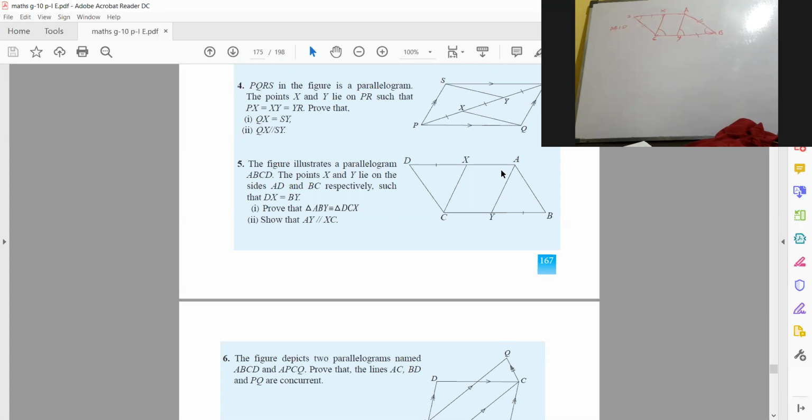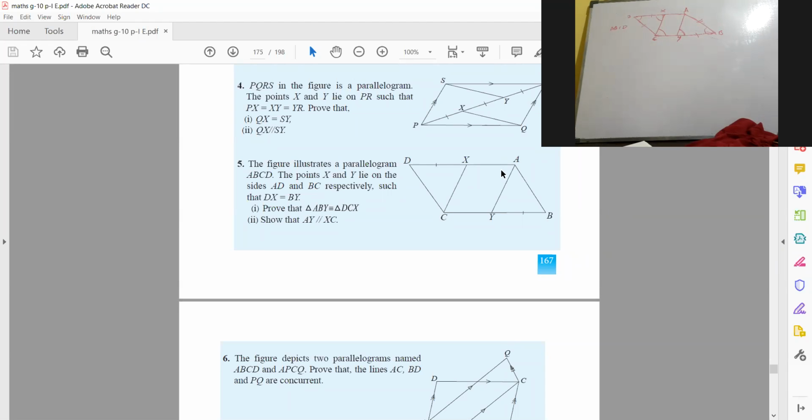Now we have proved that this triangle is congruent to this triangle. Therefore, by corresponding angles of congruent triangles, the angle BYA is equal to angle DXC. These two angles are equal by the congruency of the two triangles.